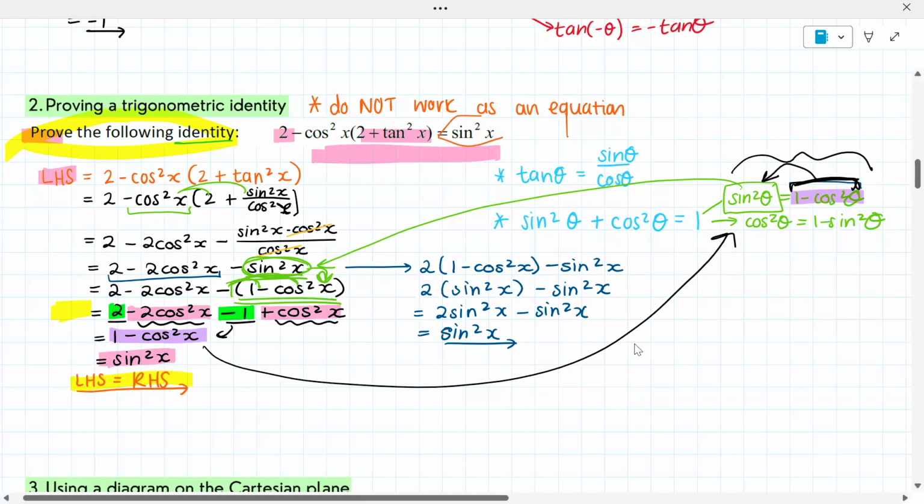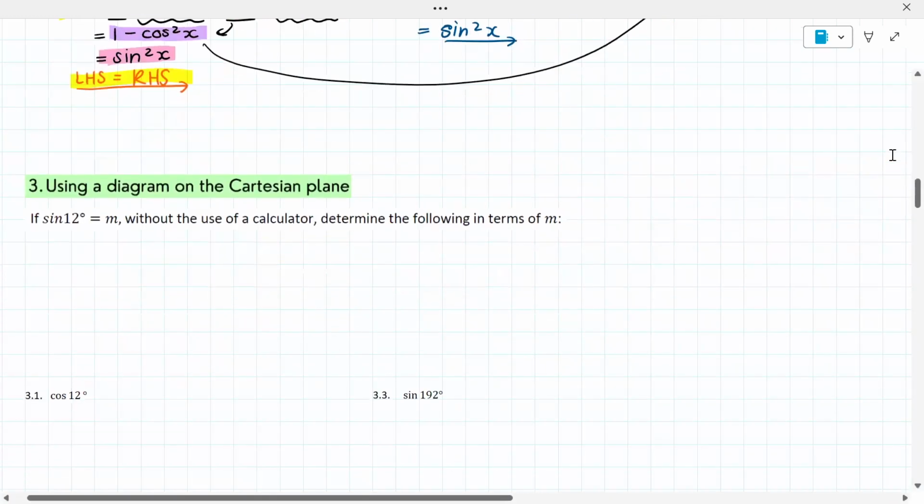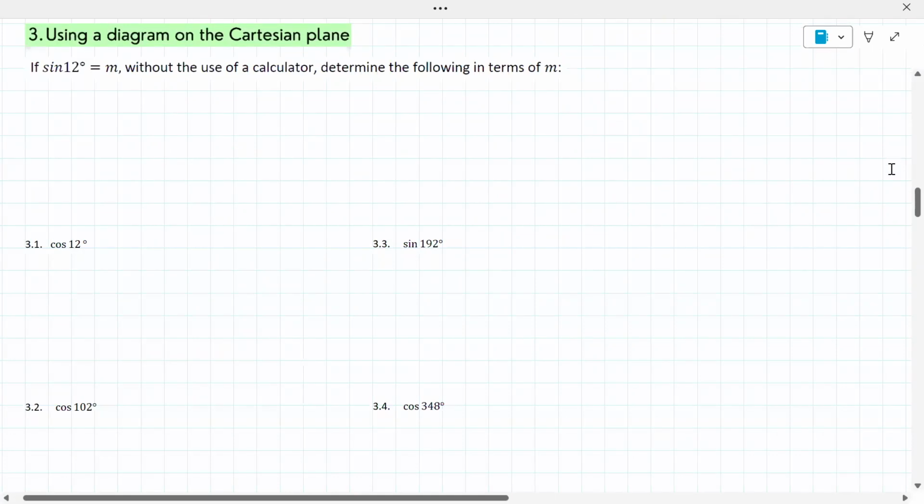So let's have a look at the third type of question, which involves the Cartesian plane. Okay, so this one gave me a bit of trouble in the last lesson with my screen, but we're just going to roll with it.